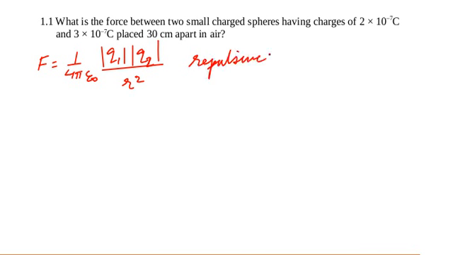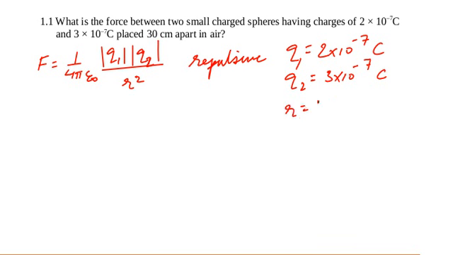And what are the quantities known? We have q1 is equal to 2 into 10 raised to the power minus 7 Coulomb. q2 is equal to 3 into 10 raised to the power minus 7 Coulomb, and the distance between them r is 30 centimeters. Before using the values in the formula, first thing we have to follow is a consistent system of units.